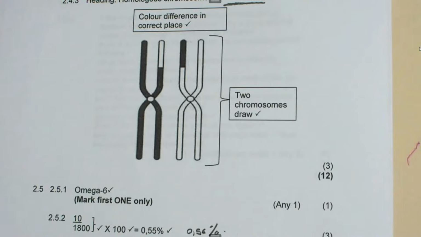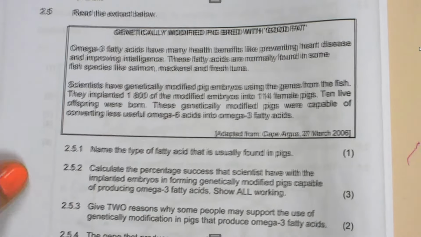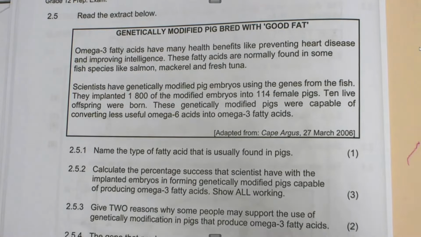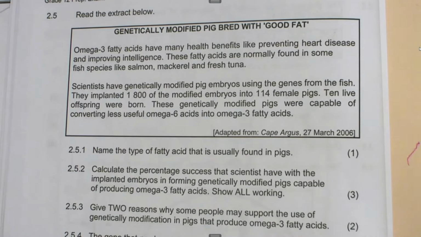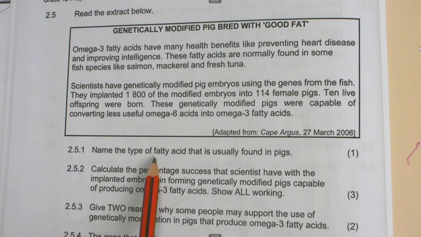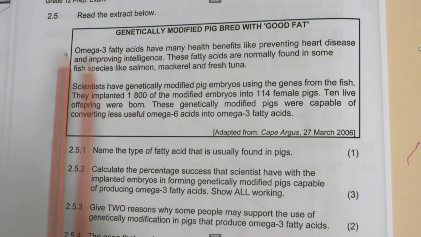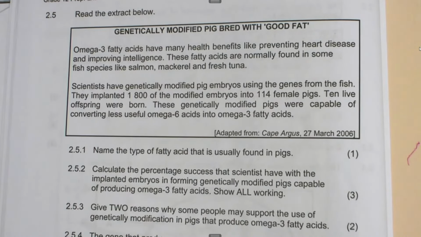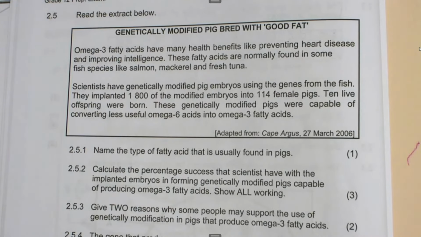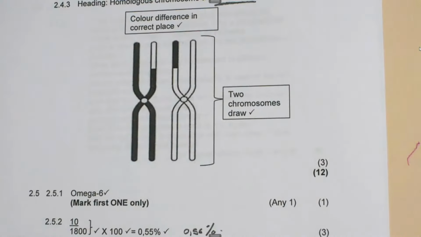Question 2.5 was a question on genetic modification or genetic engineering, where they modify omega-3 fatty acids. Name the type of the fatty acid that is usually found in pigs. That one is straight out of the paragraph, they can use it. And then they have to do a calculation.